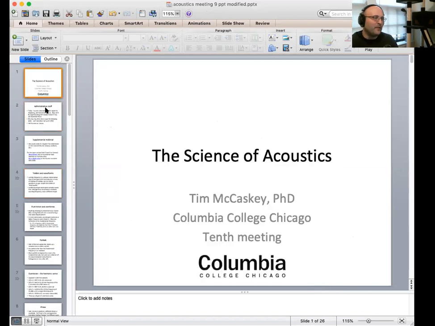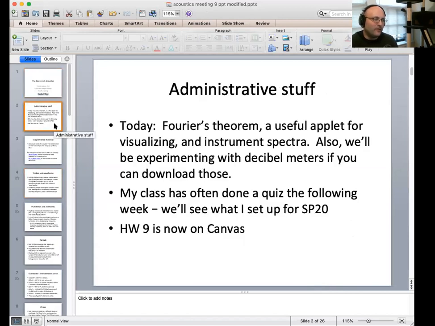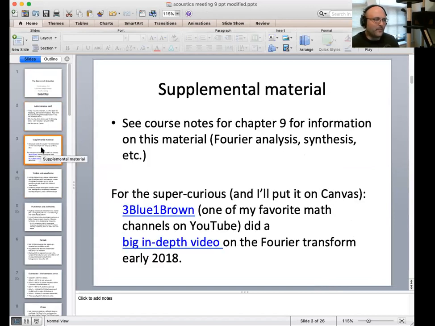Okay. Now, for my class, I may also have you remotely do a decibel meter lab. It turns out just every phone platform has apps you can get for free, so you can do this in a number of places. I've often done a quiz the following week, but I haven't set that up yet. And I also linked to that video. I put it directly on my Canvas, but you can optionally view those if you're curious later.